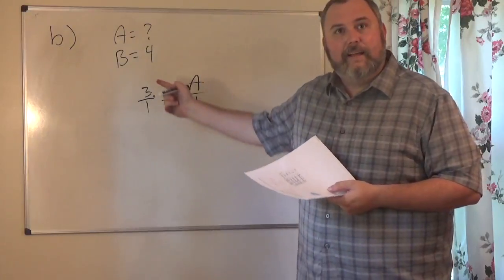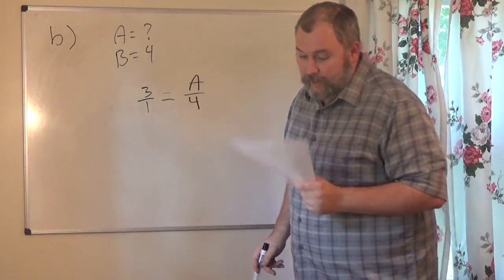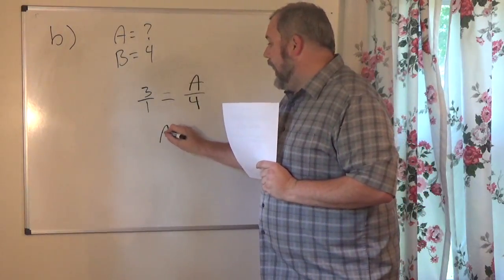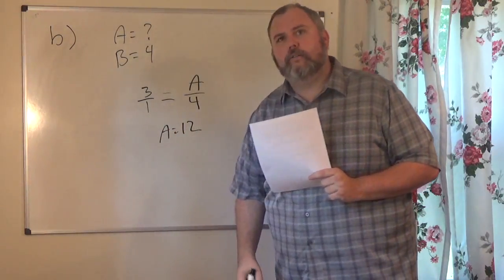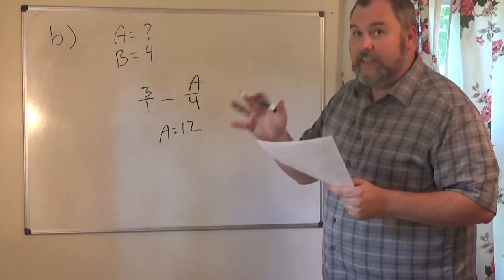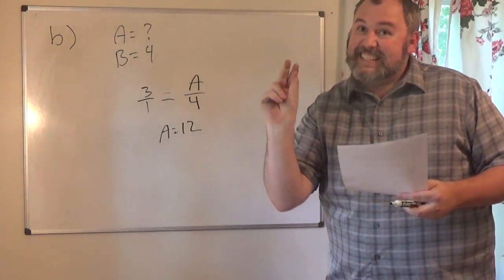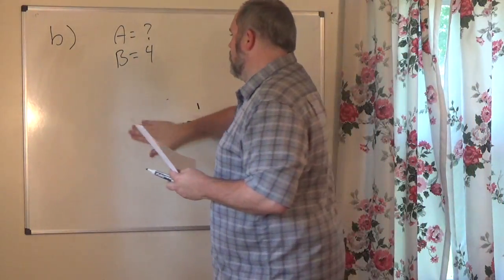How do I solve this? I have 3 over 1 is equal to A over 4. How do I solve? Cross multiply and divide. Guess what you get? You get that A is equal to 12. That's how you solve that one. All right, I'm going to do D with you, and then we're going to call it quits because I think you're getting it. But D is just slightly tougher. Not by much.